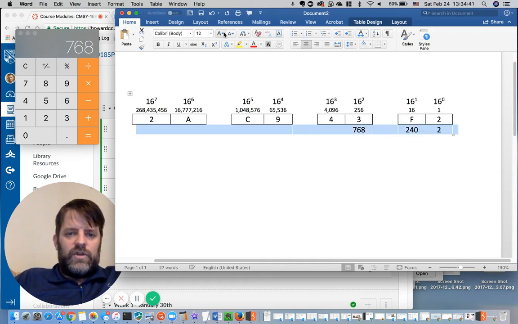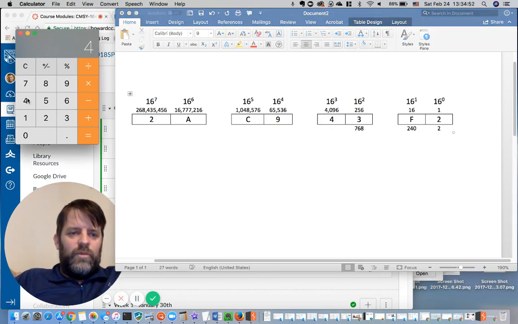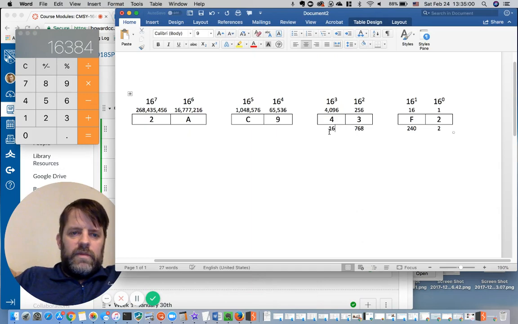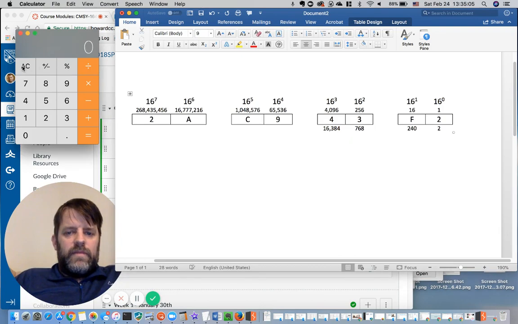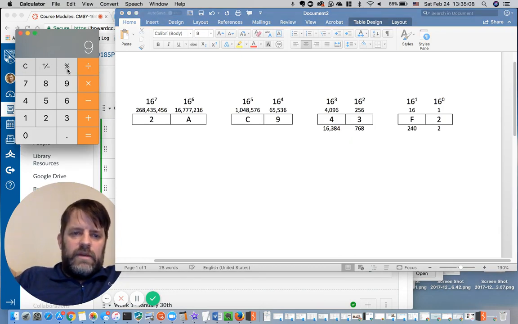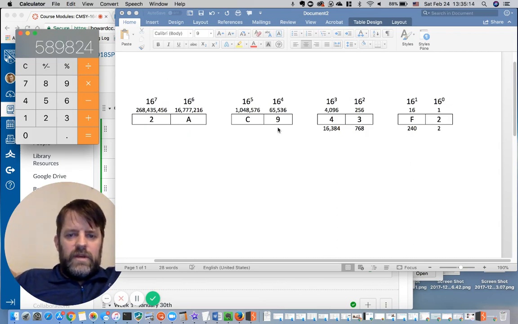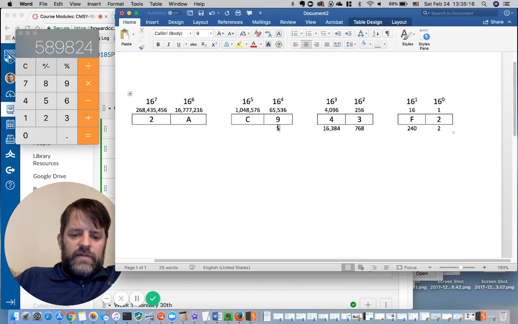And obviously, I'm going to have to shrink. What did I end up using here? Size 9 font. So let me go ahead and shrink this down to a smaller font too, because we're obviously going to have the same thing going on here, only more so because we're multiplying. So we've got a 4 in the 4096's place, and that's 16,384. We've got a 9 in the 65,536's place, and that's 589,824.